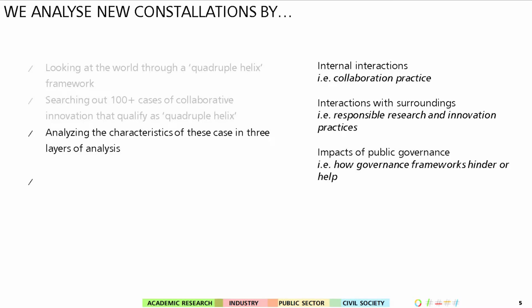We analyze the characteristics of these cases in 3 layers of analysis. The first layer is internal collaboration. How do people make the collaboration work in practice? The second layer is interactions with the surroundings. How do the collaborations assume responsibility in relationship to society in the broader sense? And the third layer is about public governance frameworks and their impacts on these collaboration cases. How do the governance frameworks hinder or help collaboration and innovation?